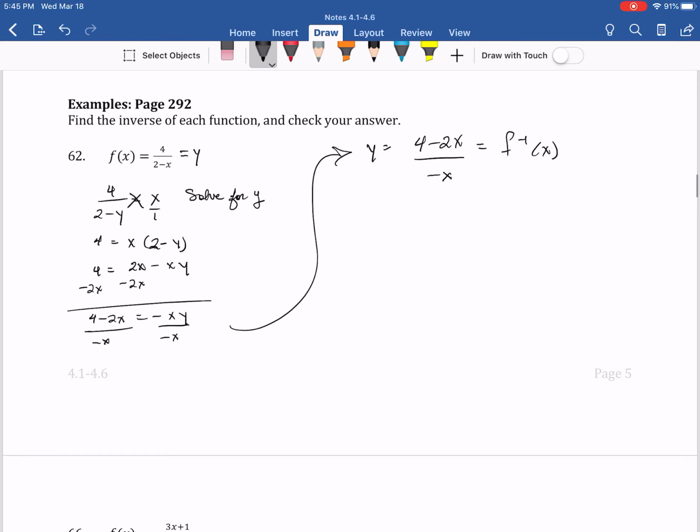All right, it says check your answer in the directions. What that means you need to do is calculate or figure out what f of f inverse of x looks like. Okay, so that means put the inverse function that you just came up with into function f. Something like that. And simplify. So let's see what we can do here.